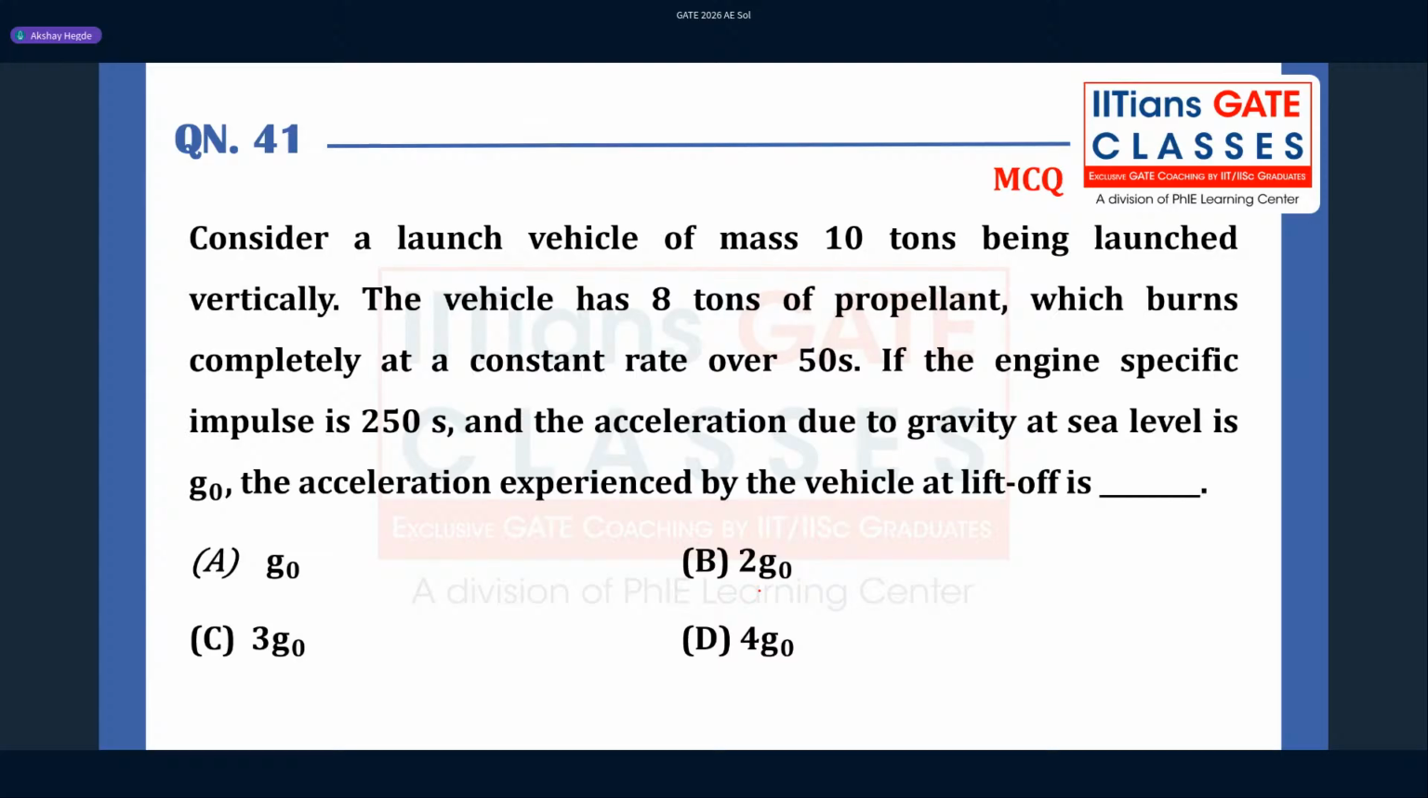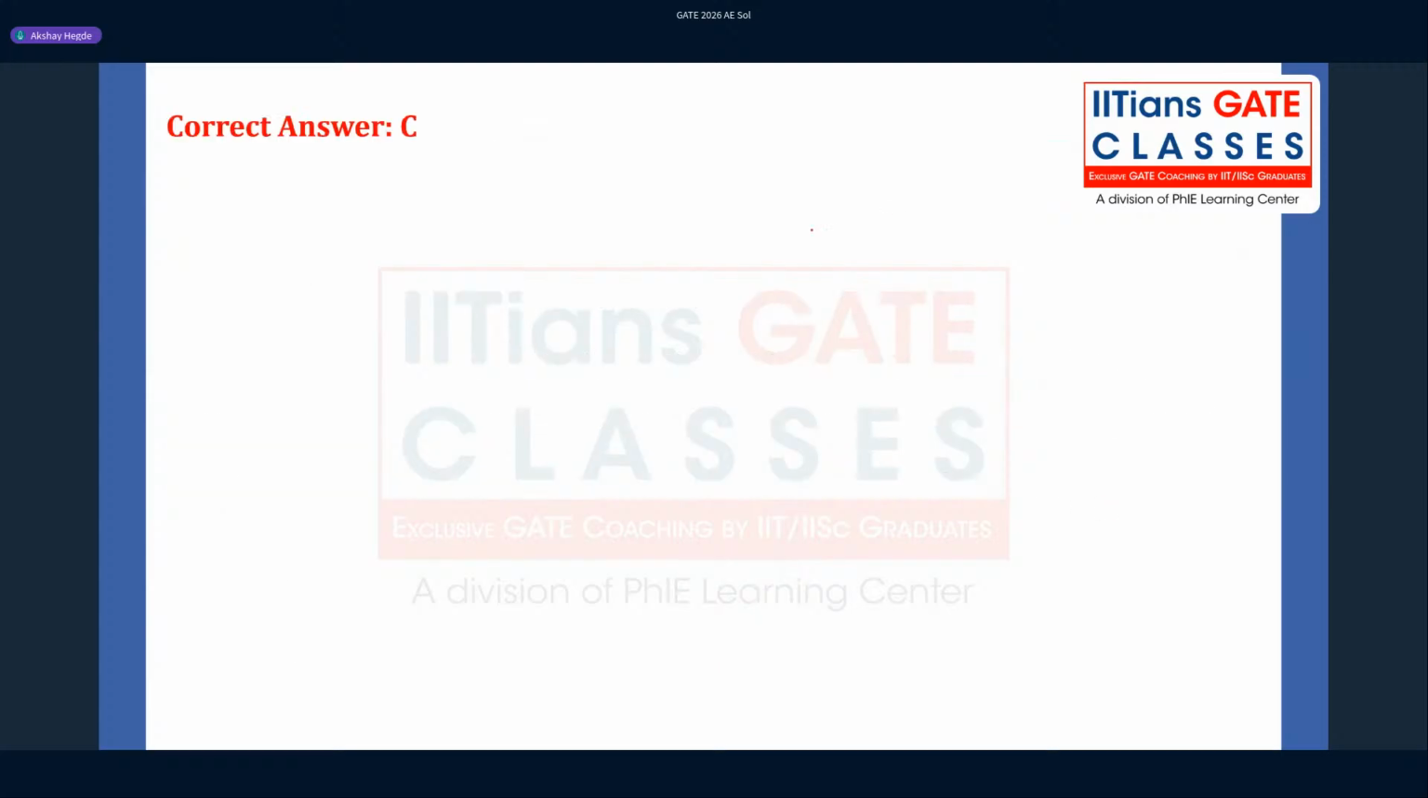Okay, very interesting problem. So let's try to understand what is given. I have a rocket that needs to be launched, right? So say this is the mass flow rate of propellant, and the overall mass of the rocket is given as 10 tons, so 10 into 10 power 3 kilograms, whereas the mass of the propellant is given to be 8 tons, and it burns for 50 seconds.